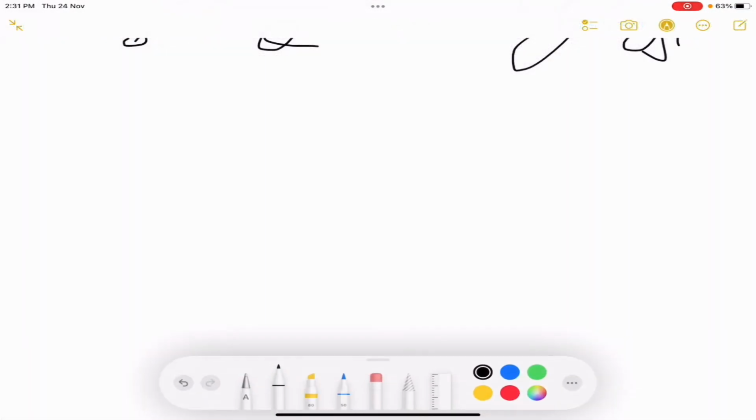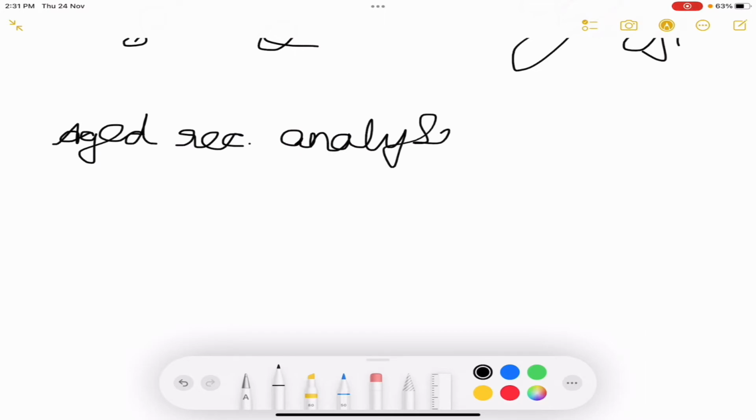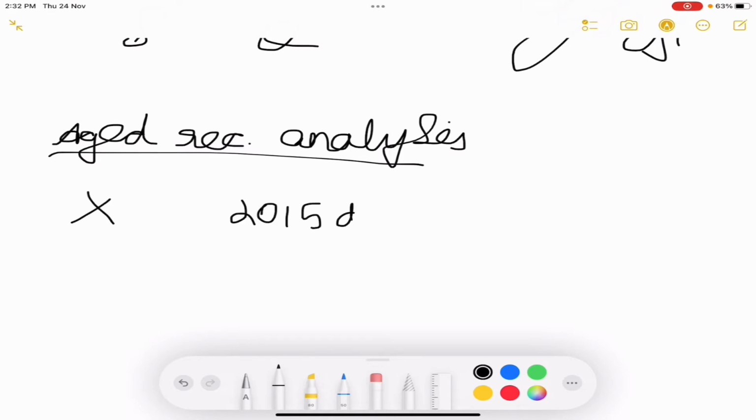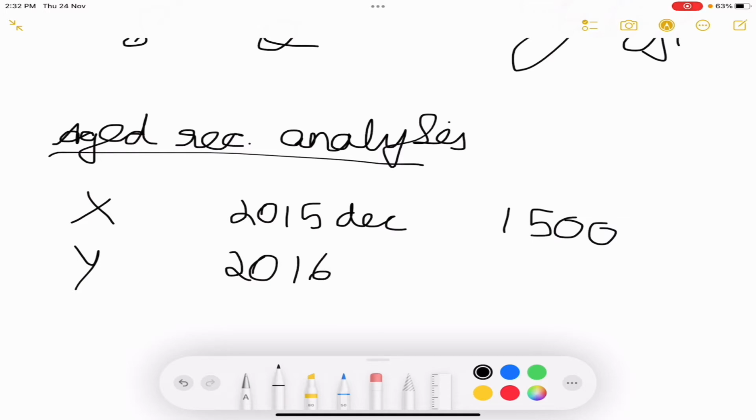What exactly is aged receivables analysis? Let's talk about that. So let's say we have various debtors. Somebody X in December 2015 has to pay 1500. Y had to pay in January 2016. Okay, and Z. So what are we going to do?